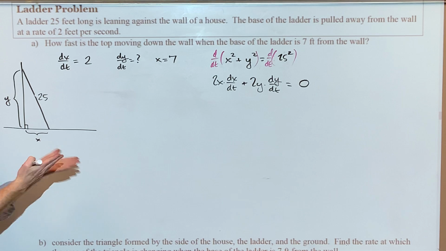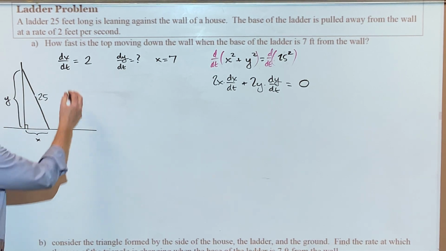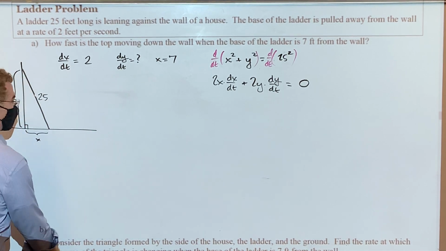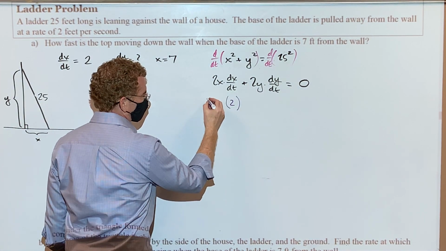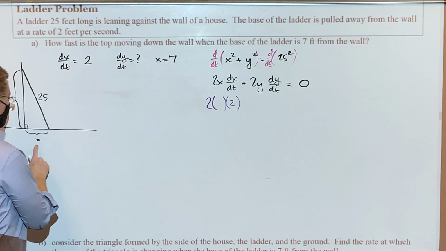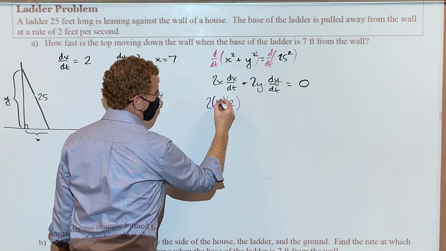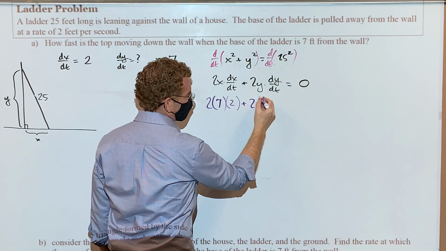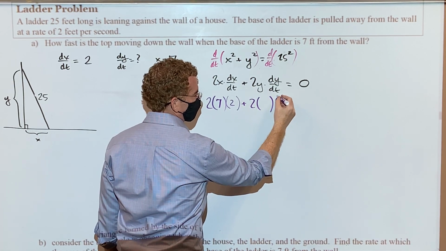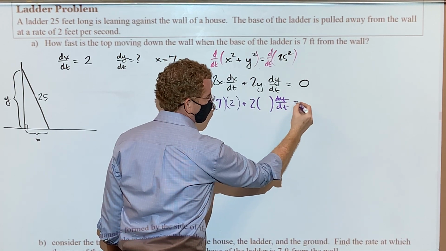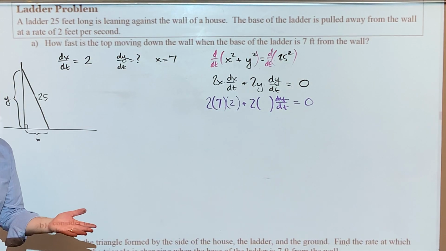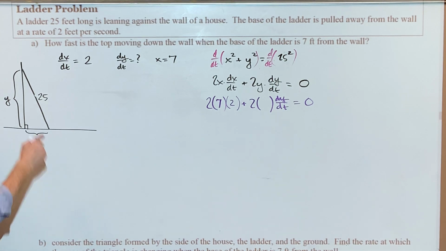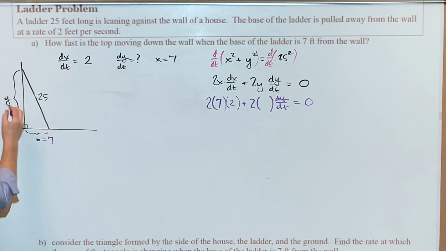Okay, now when it comes to solving here, I'm going to plug in what I know. I know that dx/dt is 2, so I'm going to plug a 2 in. I already have a 2 there, and I know that x is 7, so I'm going to plug that in there. I do not know y at the second, and I am looking for dy/dt. Now wait a minute. They didn't give it to me, but let's stop and think for a second. When x is 7, do I know what y is?